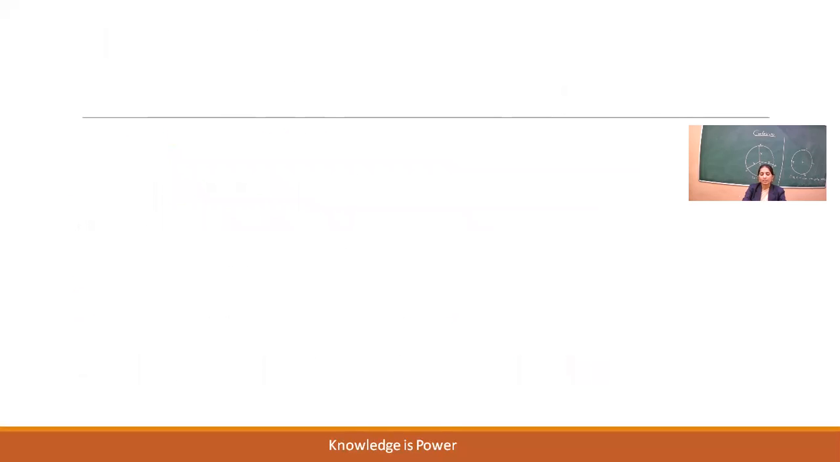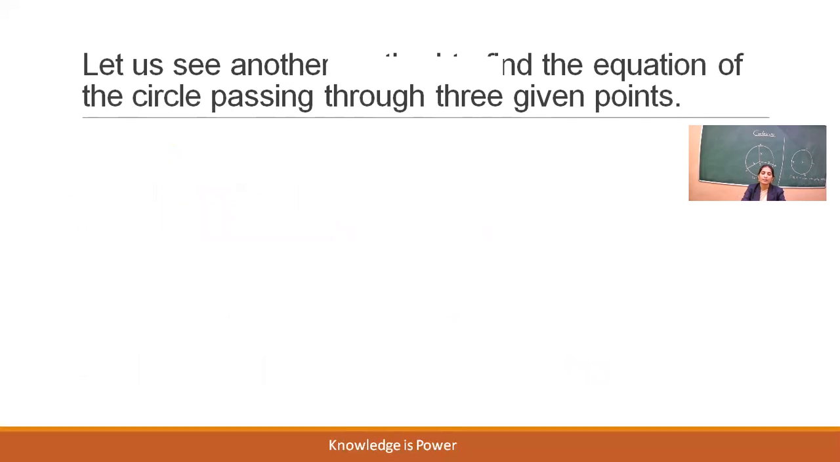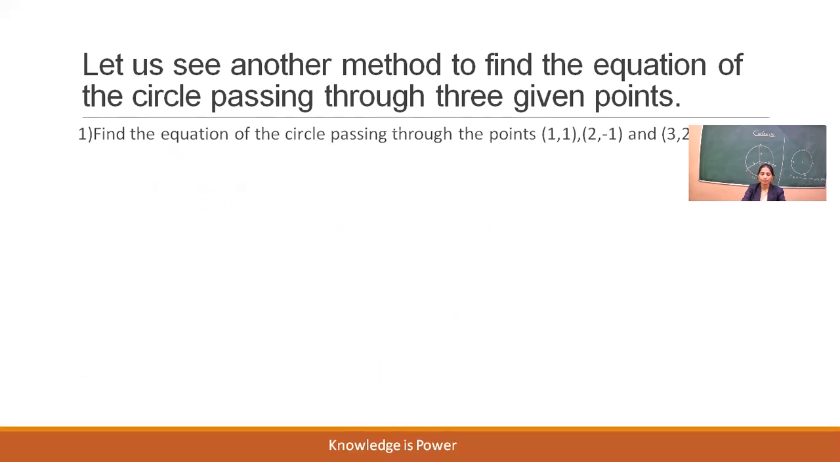Now, how to find the equation of the circle when 3 points are given, in method 2? Let us see another method to find the equation of the circle passing through 3 given points. We have the same question and let us check whether we get the same answer or not. Find the equation of the circle passing through the points (1, 1), (2, -1) and (3, 2).